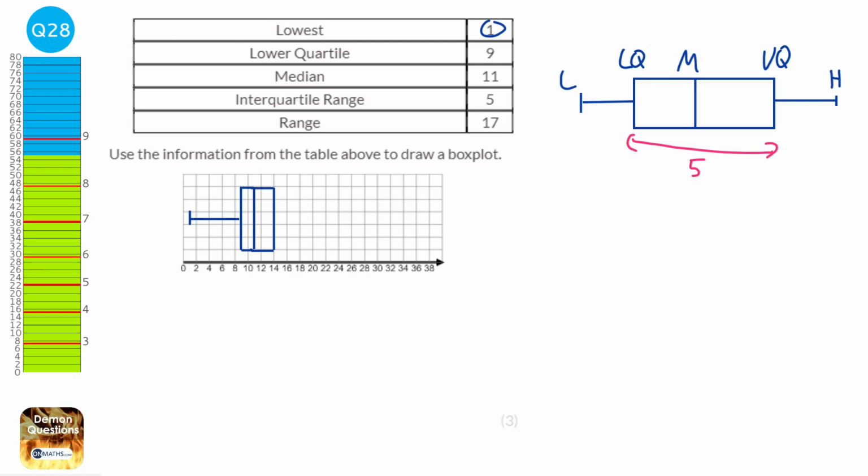Now the range is the total distance, or the total width, of our box plot. So that's 17. So that's going to be 17 higher than the lowest value. Now the lowest value is 1, so 1 plus 17 is going to be 18. And we're going to have that at 18. And again, I'm just going to put a line there.